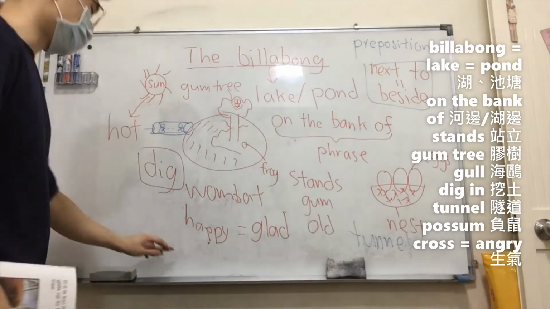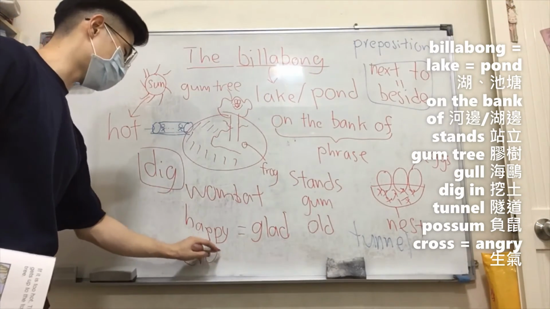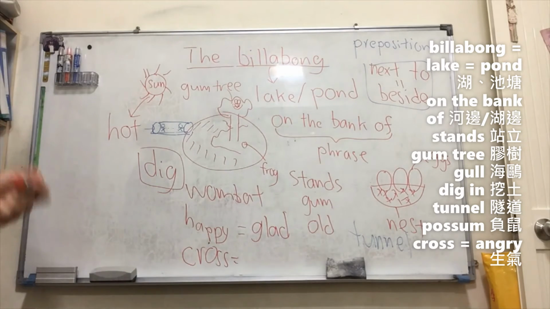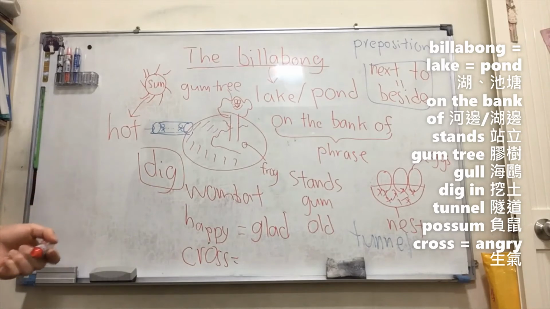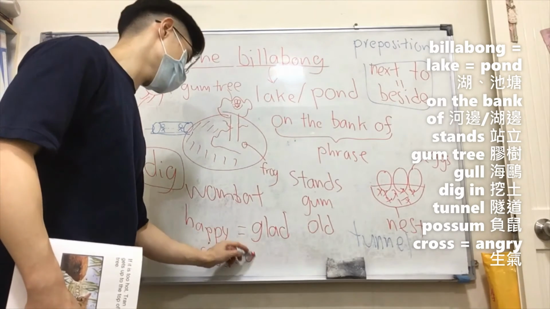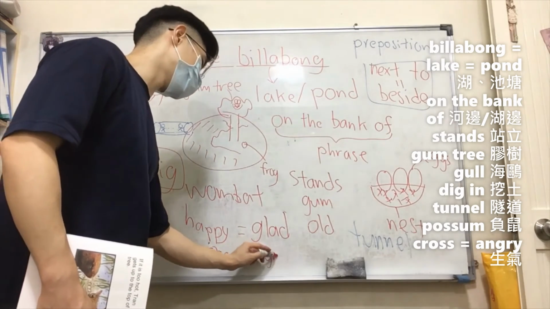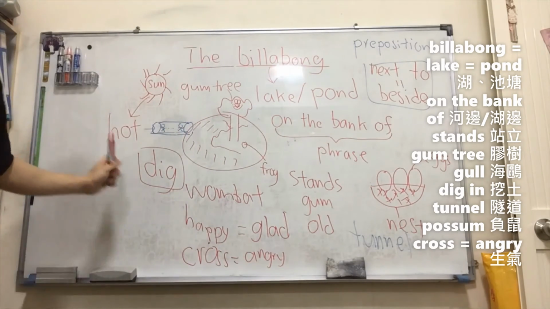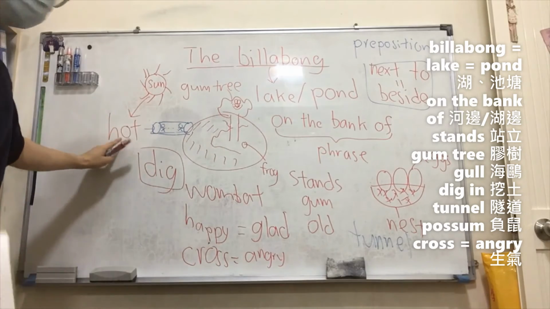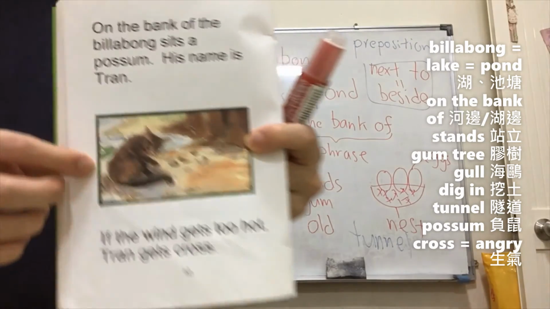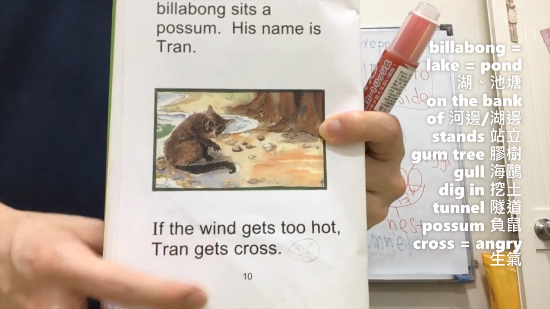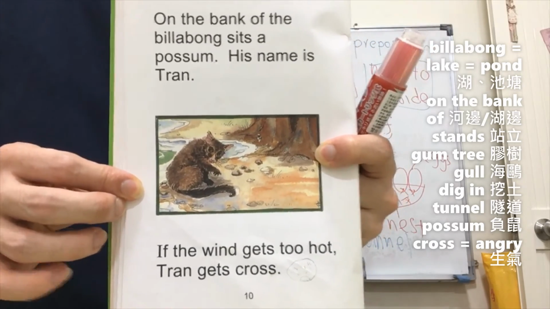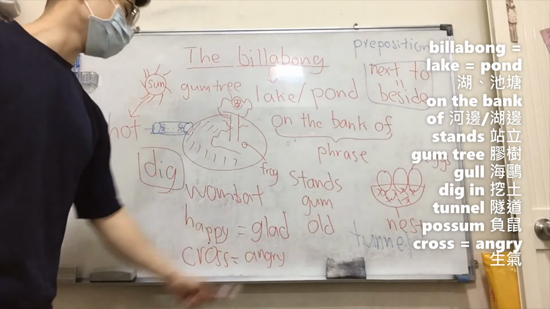C-R-O-S-S is the new word here, right? The word cross has the same meaning as angry, A-N-G-R-Y. So when it is too hot, the possum gets cross, meaning it is not happy. It is angry, okay?